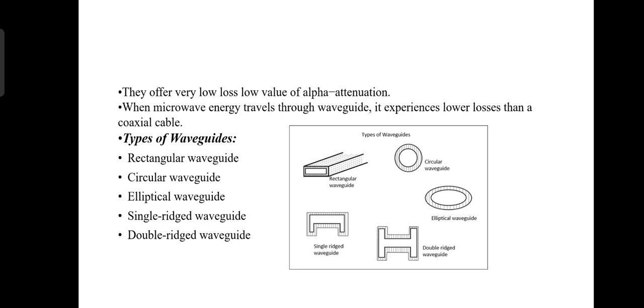Types of waveguides. First one is rectangular waveguide. Second one is circular waveguide. Third one is elliptical waveguide. Fourth one is single ridged waveguide. And the fifth one is double ridged waveguide. Here we can see the types of waveguides. Rectangular waveguide, circular waveguide, single ridged waveguide, double ridged waveguide, elliptical waveguide.